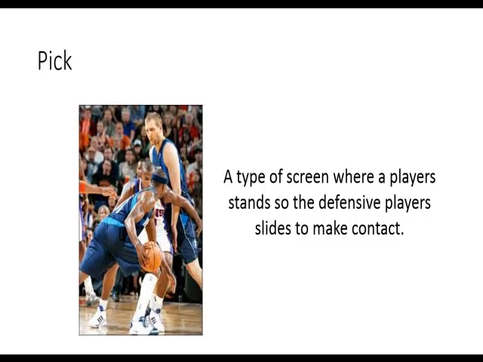A pick is a way where one offensive player who doesn't have the ball stops the defensive player from following the offensive player with the ball. In this case, one person is standing and blocking the defensive player so that the person with the ball can advance towards the basket or get open for a shot.